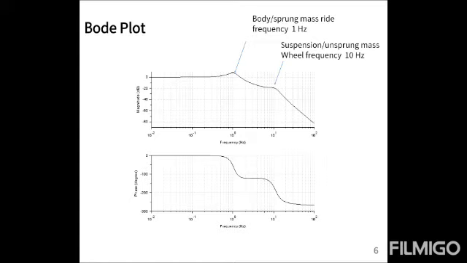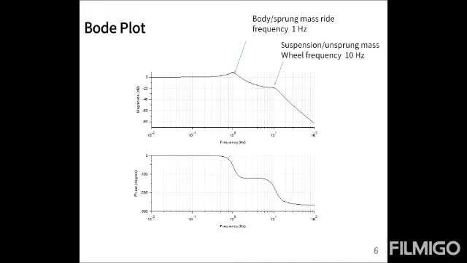For calculating Bode plot, s, that is the complex variable, is replaced with j omega. Natural frequency or pole is identified by phase shift in the phase plot.